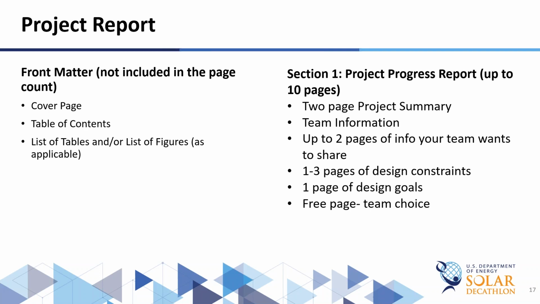And then up to 2 pages of info that your team would like to share at that point, 1 to 3 pages of design constraints, 1 page of design goals, and then because the project progress report included a page for how you were going to complete the project, this is kind of a free page. It's your team's choice on what to put in that page.